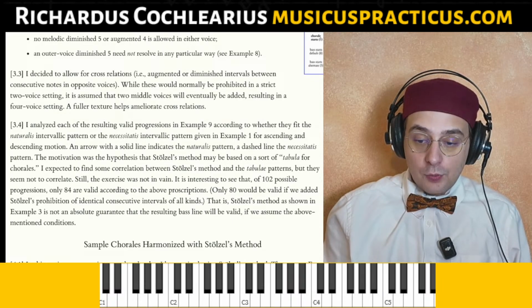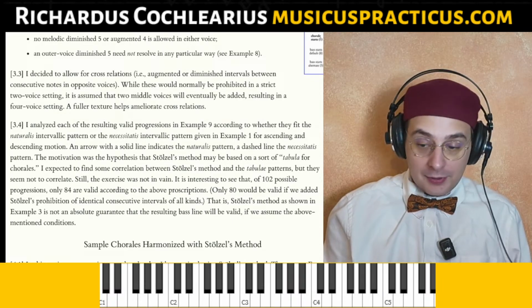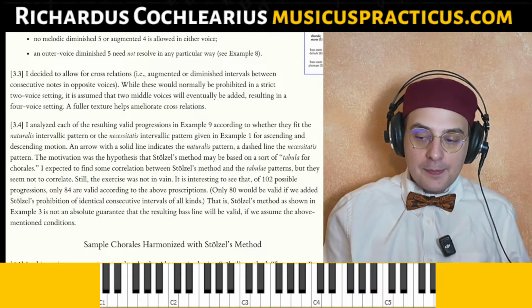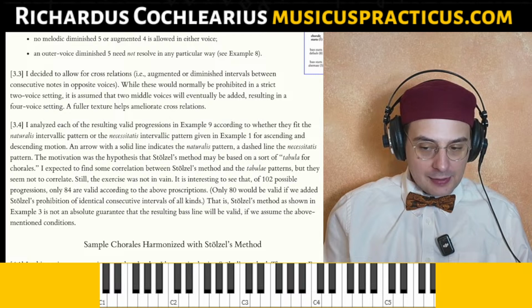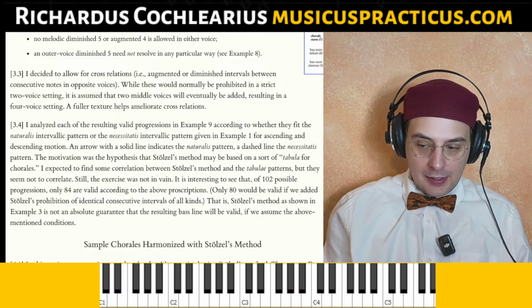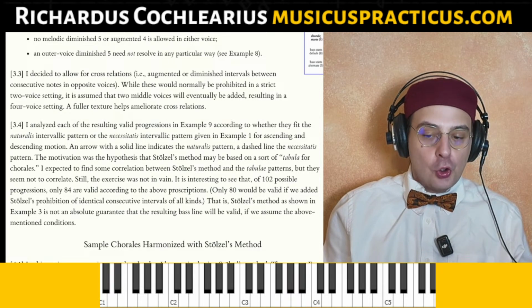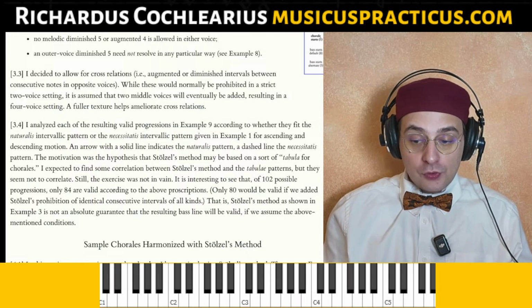The motivation was the hypothesis that Stölzel's method may be based on a sort of tabula for chorales. I expected to find some correlation between Stölzel's method and the tabulae patterns, but they seem not to correlate. Still, the exercise was not in vain.